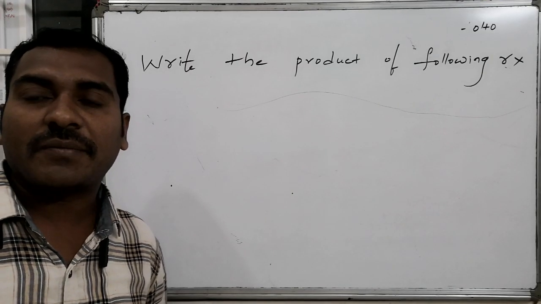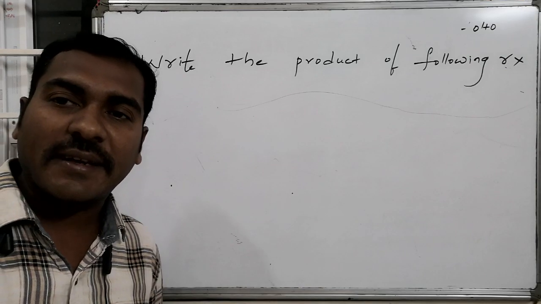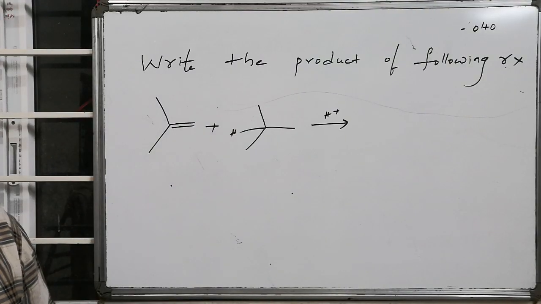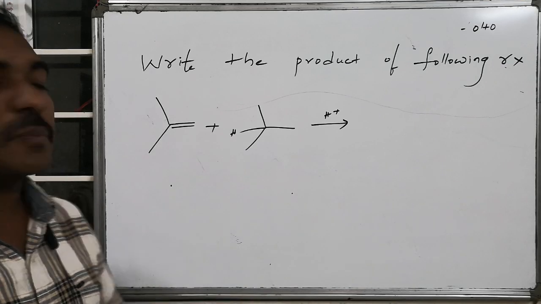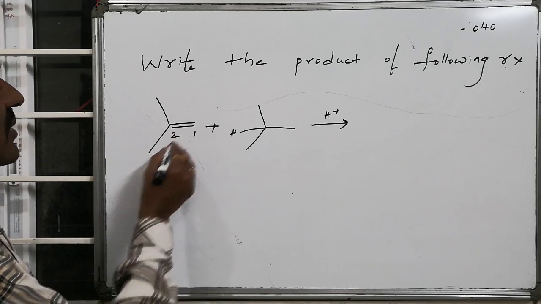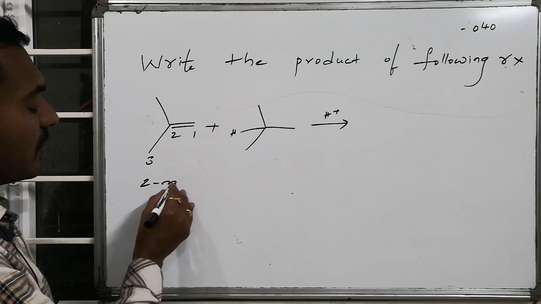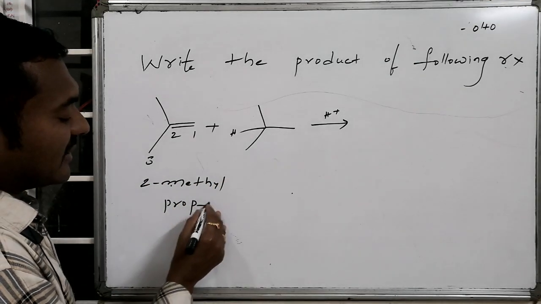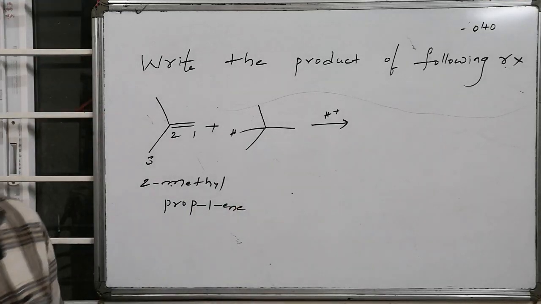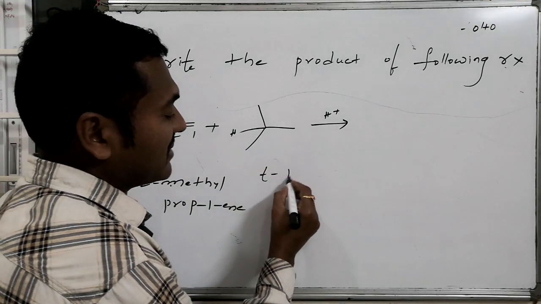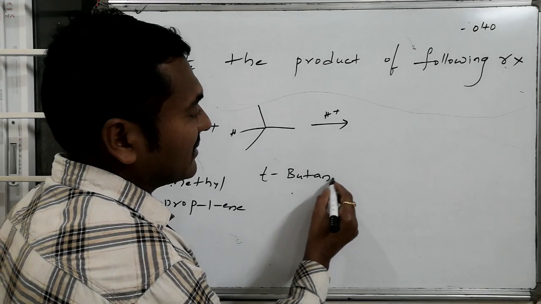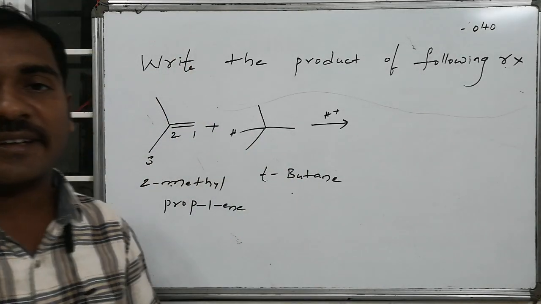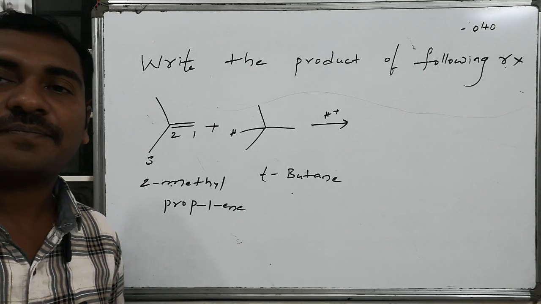Write the product of the following reaction. The alkene system is allowed to react with tertiary butane in the presence of proton. The name of the compound is 2-methyl-1-propene, otherwise 2-methylpropene. 2-methyl-1-propene is allowed to react with tertiary butane. Under these reaction conditions, in the presence of H+, you are expected to write the corresponding product.